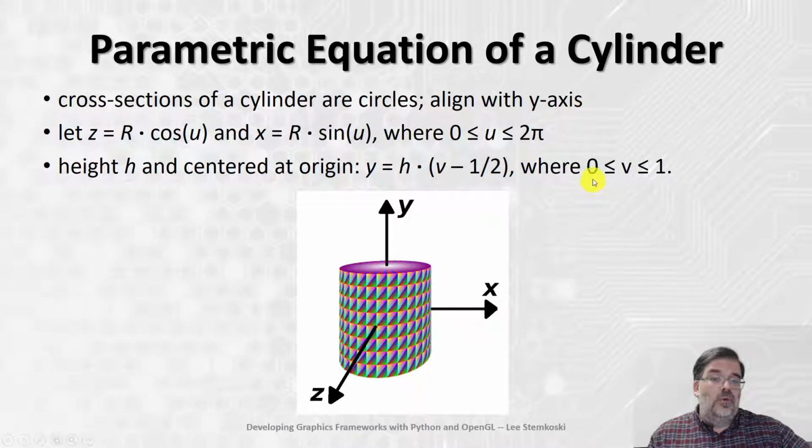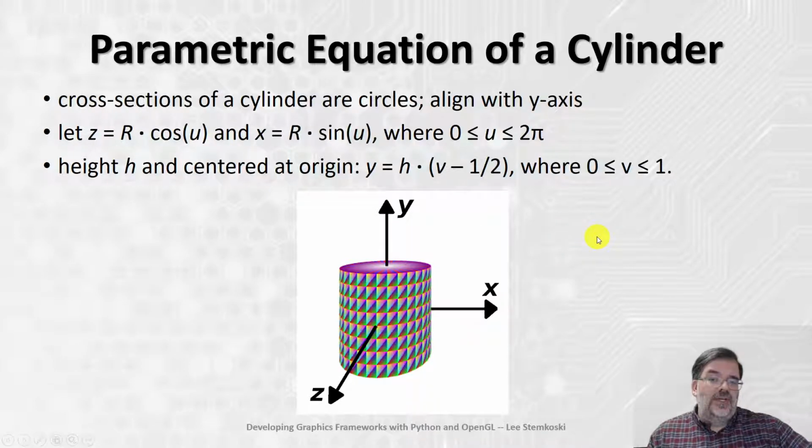That means when v equals 0, y will equal negative 1/2 h. So that'll give us this point down here. When v equals 1, y will be positive 1/2 h. That'll give us that point up here. And the distance between those points is the height h that we'd like to calculate. So that's actually it for the equations of a cylinder. We can specify any height and radius that we wish, and those are the equations for x and y and z.